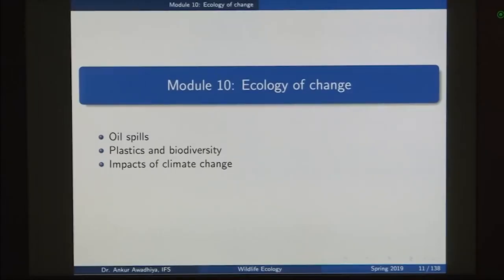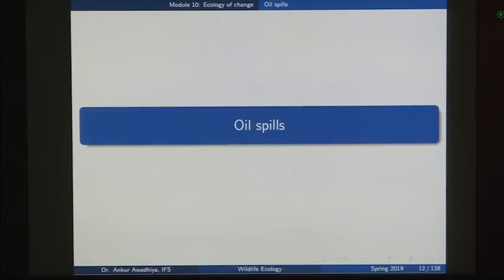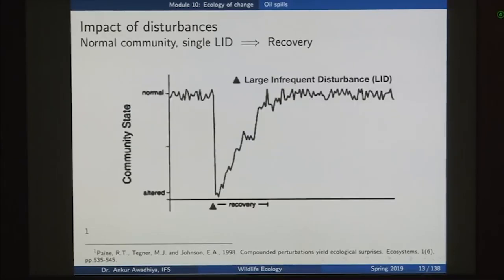So in this module, we'll be looking at three different case studies about oil spills, plastics, and the impacts of climate change, how they bring out a change in the ecology, and what we do to bring the system back to normal. So we begin with the first lecture here, which is the oil spills.